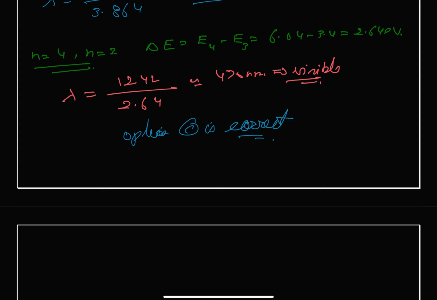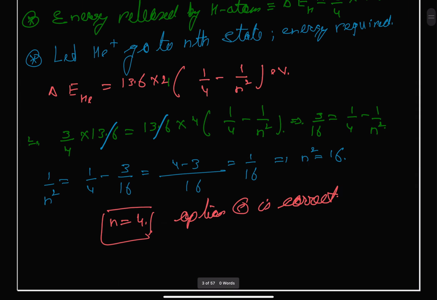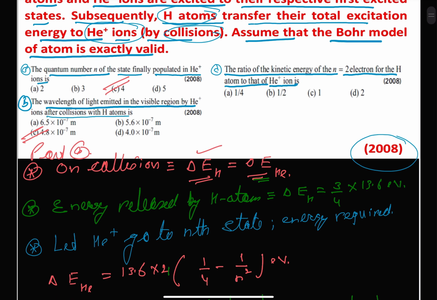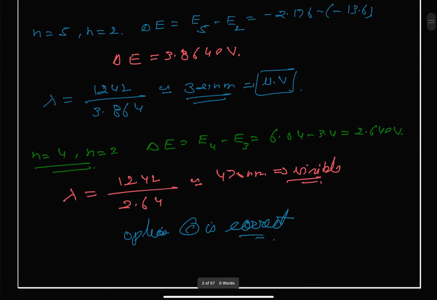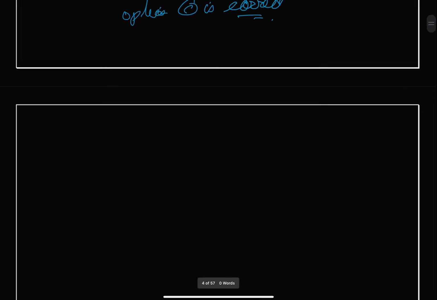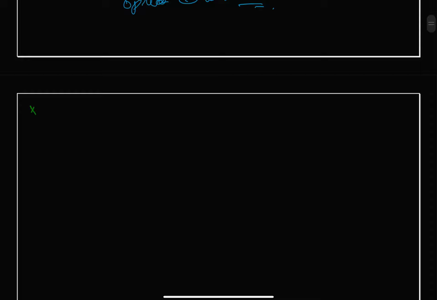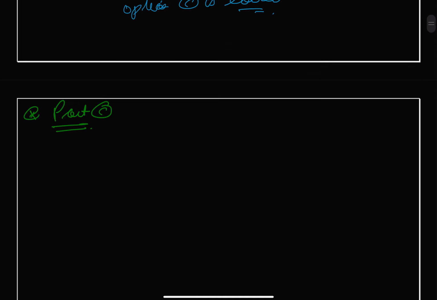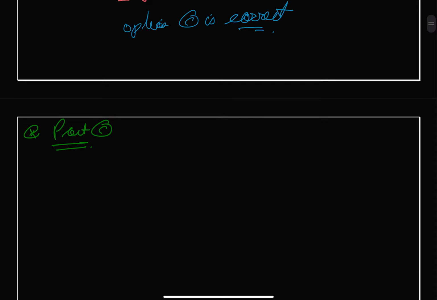Next question, part C. It states the ratio of the kinetic energy of n equal to 2 electron for the H atom to that of the He positive ion. So for part C, we have to find out the ratio of their kinetic energy, and directly we can use the Bohr model formula.